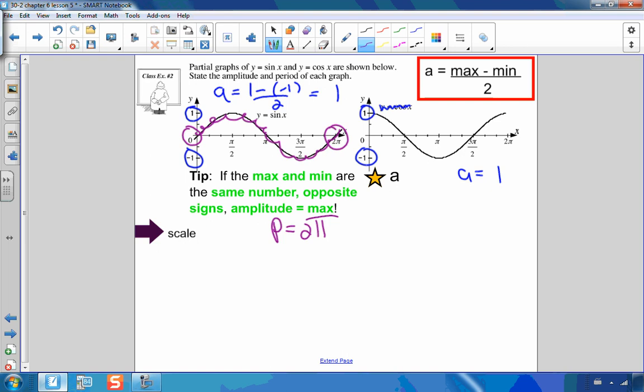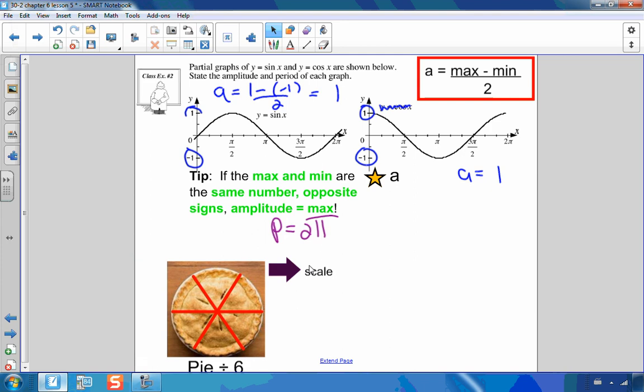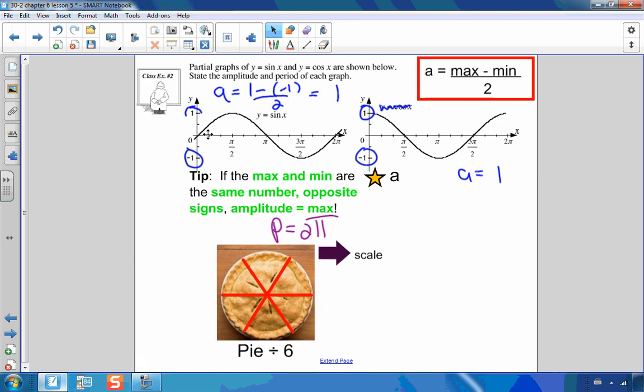Now I want to talk about scale. So looking at your scale, let me just erase what I've already drawn on here. So the period is 2 pi, but sometimes it's going to be off a little bit. So I want to talk about the scale. If you look from 0 to pi, see how it is cut into 1, 2, 3, 4, 5, 6 pieces? Okay, well, we're not talking about that pi. I'm just trying to be silly.